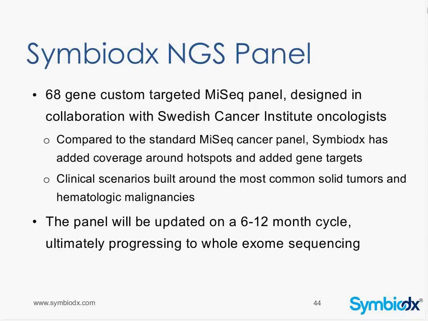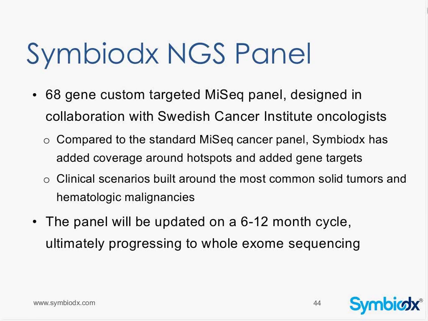The panel includes 68 genes, and this is a custom targeted MiSeq panel. We did design it in collaboration with our oncologists here at SCI. Compared to the standard MiSeq panel or the standard Ion Torrent panel, our panel has added coverage around the hotspot target areas, and we do have added gene targets. And I should also say that the genes that we know are really quite important and have known drugs that target them, we've expanded the coverage to include the entire exon region of that gene. So for KRAS, we include all exons. For EGFR, we include all exons.